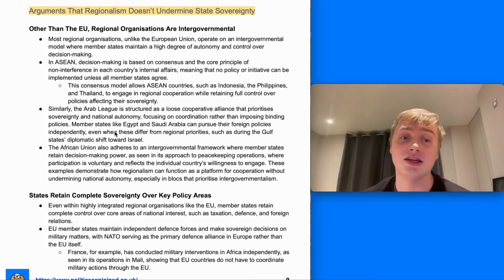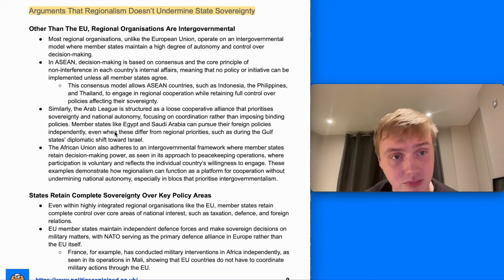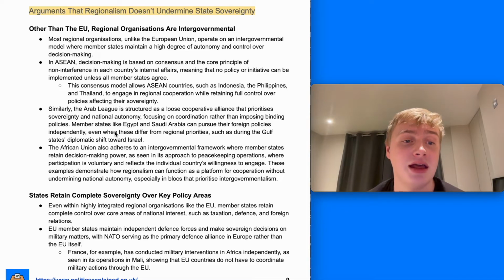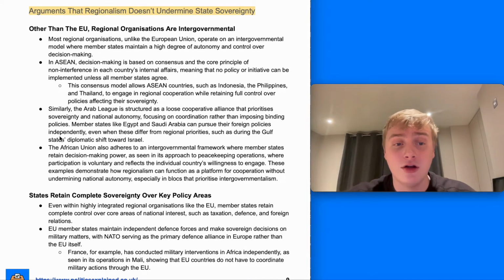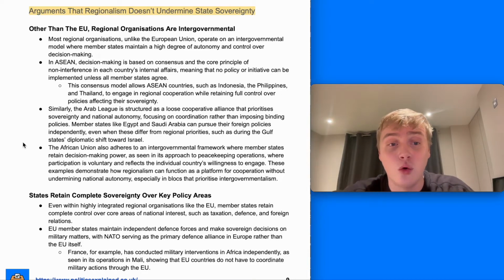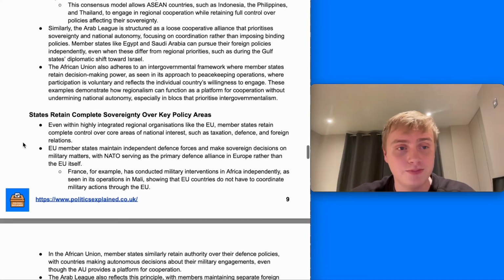So in ASEAN, decision making is based on consensus and the core principle of non-interference in each country's internal affairs, meaning that no policy can be implemented unless all member states agree. This allows countries such as Indonesia, the Philippines and Thailand to engage in regional cooperation whilst retaining full control over policies that affect their sovereignty. It's exactly the same in the Arab League, where member states like Egypt and Saudi Arabia can pursue their foreign policies independently, even when they differ from other Arab League countries, such as during the Gulf states' diplomatic shift towards Israel. So there are no binding decisions on member states, and they really retain their full sovereignty and can decide their own foreign policies, for example.